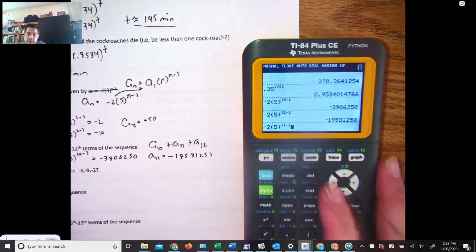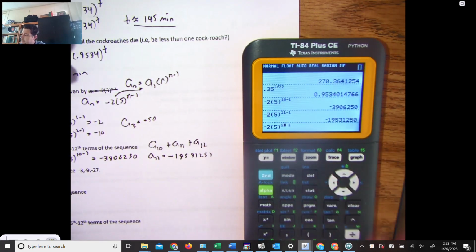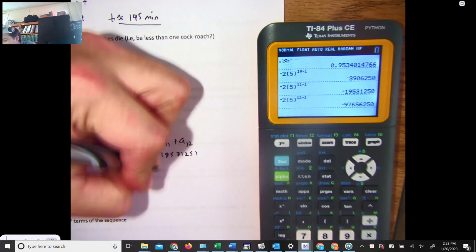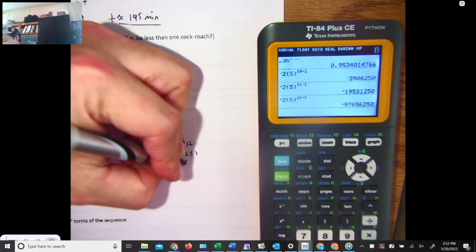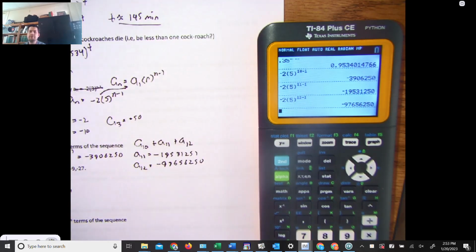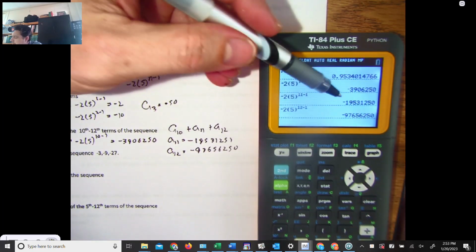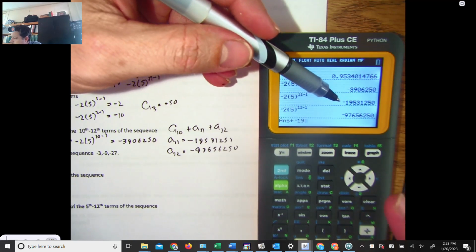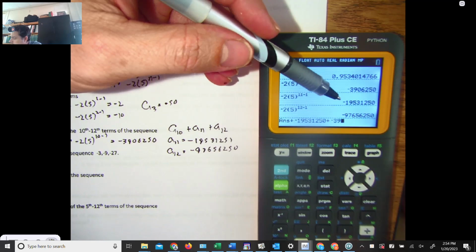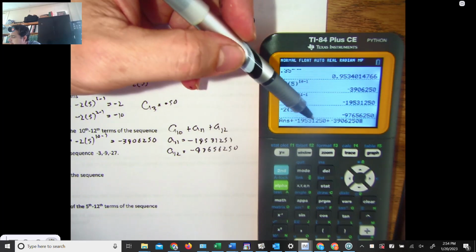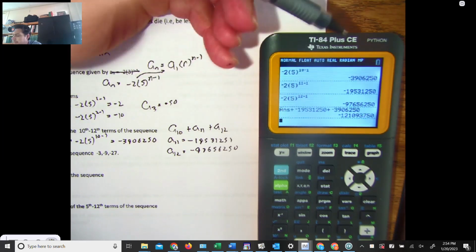And now I'm going to replace that 11 with a 12. And a sub 12 is -97656,250. And because there were only 3 things, this is probably the easiest way to do this problem. So now I'm going to add these pieces together, and hope I didn't miss any numbers. And there's my sum.